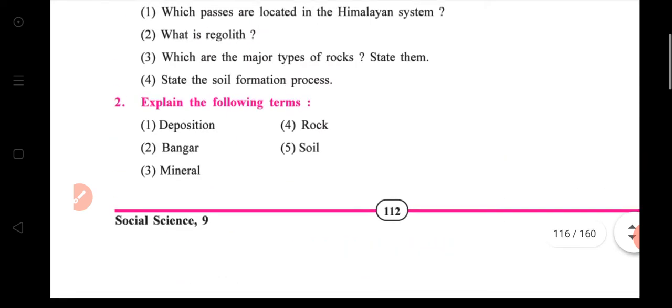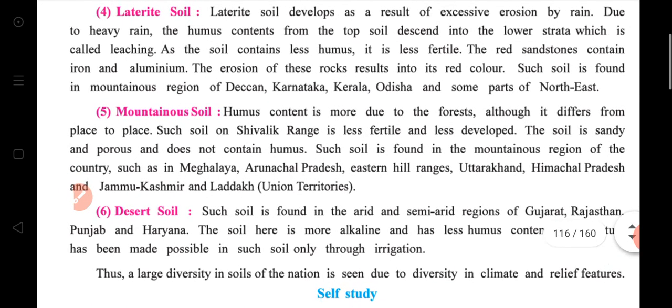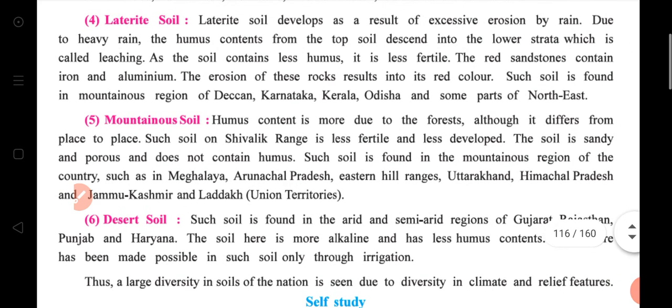Good. So here we are done, but before that, you just read these three types of soil and then revise all the chapter. We will again read these as a plain reading. In laterite soil, I will keep speaking and you keep underlining.